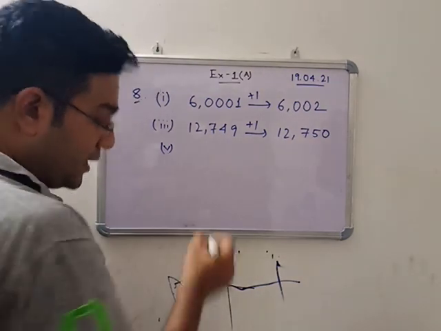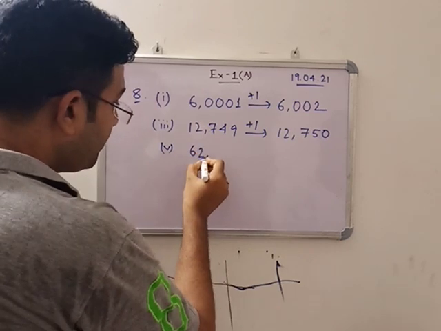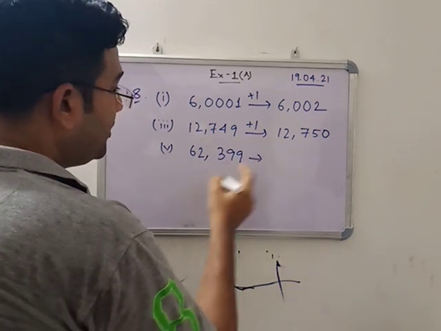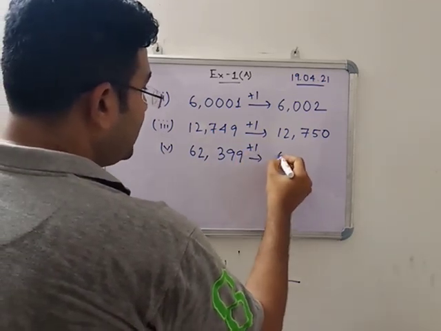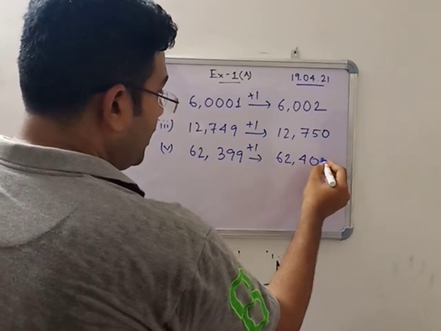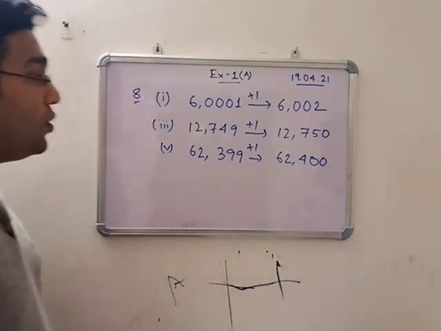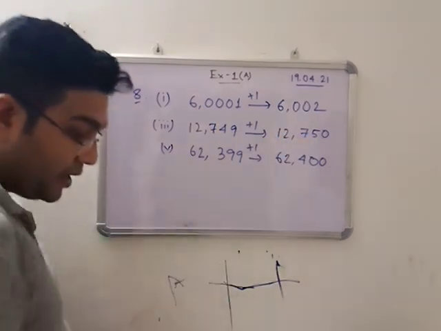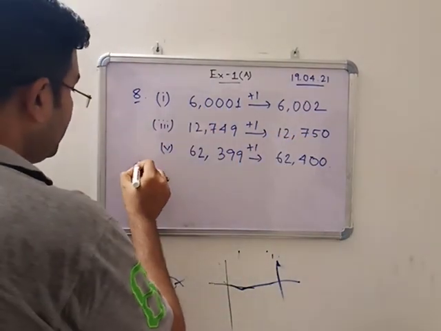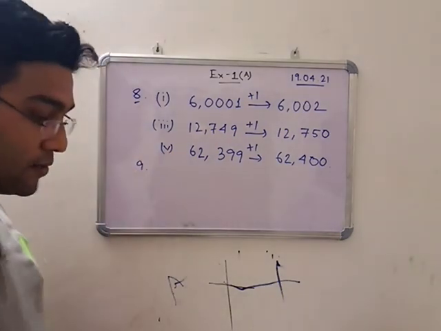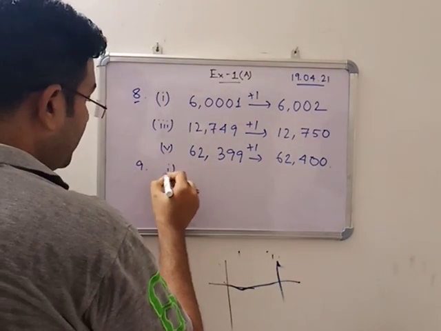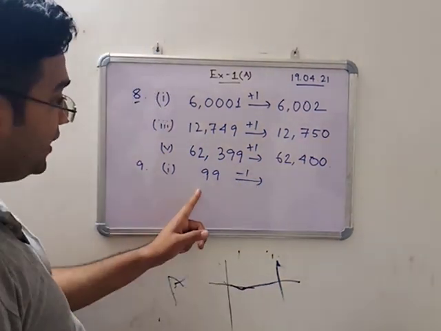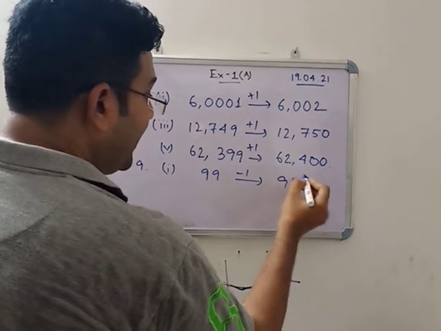Now see that 62,399. That means plus 1. So 62,400. Okay, so this is the successor of the number. Next, predecessor. So we know that predecessor means minus 1. So number 1, 99. Predecessor means minus 1. So 99 minus 1 is 98.